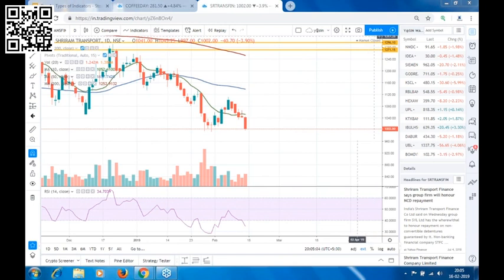Now these are the setups that we saw. Now let's look at some of the stocks which you guys can keep on your radar, and we will also look at how to analyze a stock, what time frames to use.